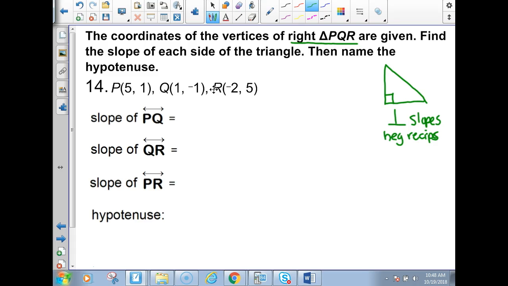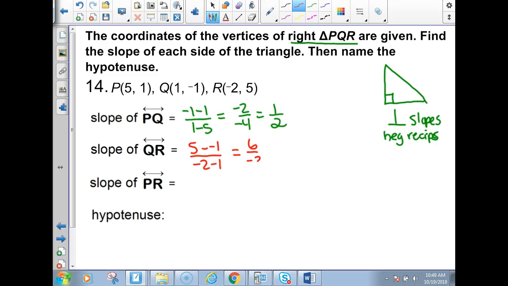So if the slope of PQ, I would do -1 minus 1 over 1 minus 5. That would be -2 over -4, which reduces to 1/2. Next, I would do the slope of QR, and I would take my y's, 5 and -1, and subtract them, 5 minus -1, and -2 minus 1. That's going to give me 6 over -3, which reduces to -2.